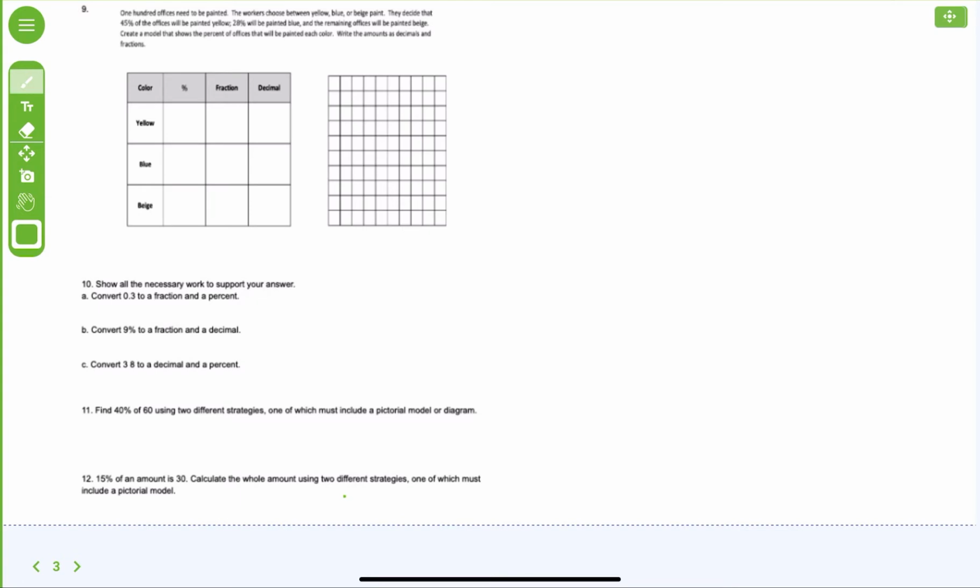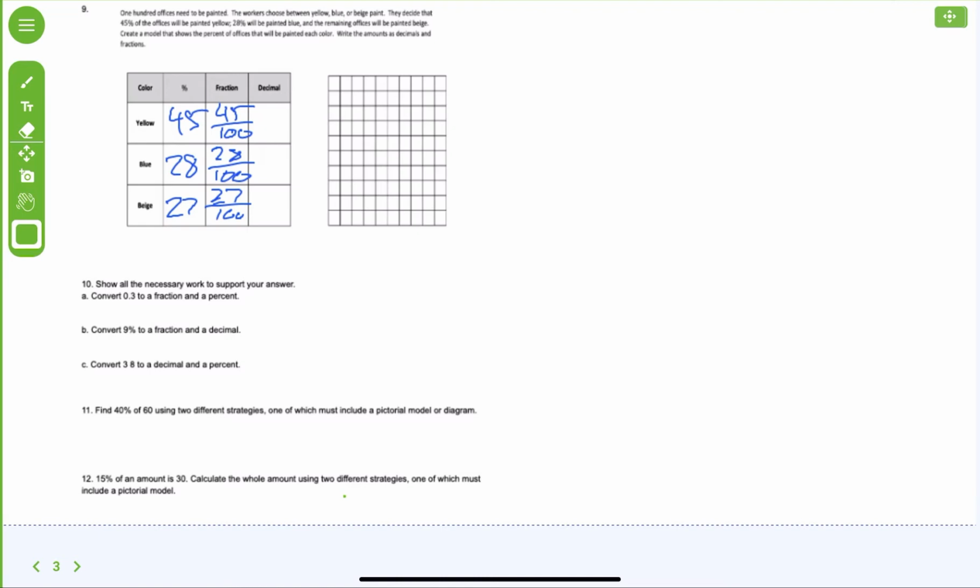So, the percentage of yellow was 45. The percentage of blue was 28. 45 plus 28 is 73. So 100% minus the 73% is 27%. Now, what is that as a fraction? We can take our percentage and put it over 100 for our fractions. So that would be 45 out of 100 offices, 28 out of 100 offices, and 27 out of 100 offices.